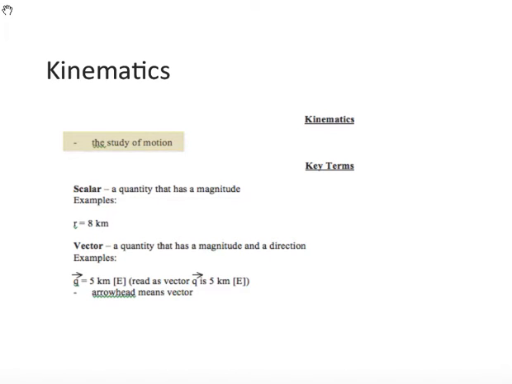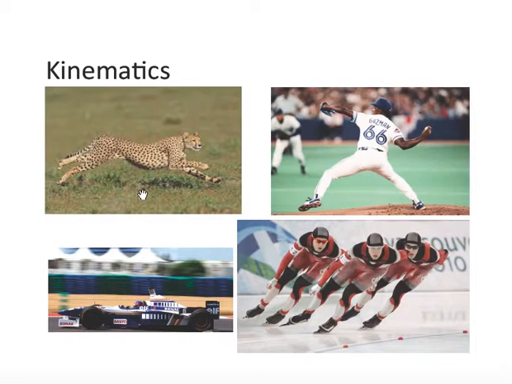Kinematics is the study of motion. And so there are several examples here of objects in motion. Often in baseball, pitcher's speed is indicated when throwing the ball. In Formula 1, lap times are recorded. In speed skating, top speed as well as lap times are recorded. And for this cat, acceleration becomes a very important statistic.